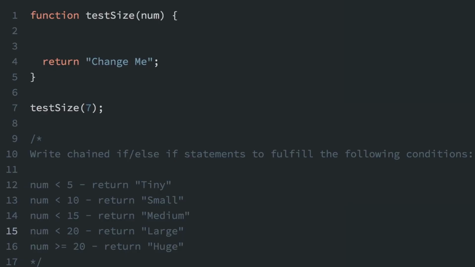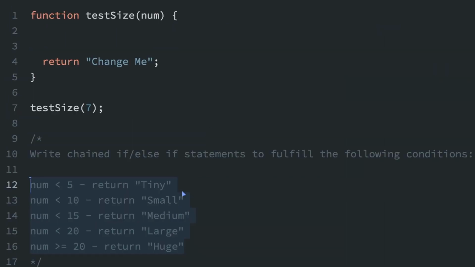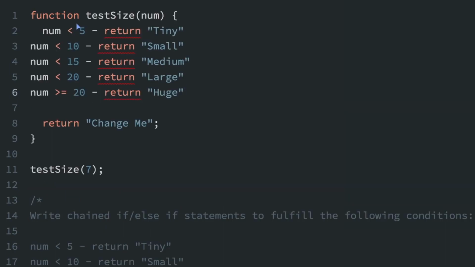You can also chain if and else if statements. So I'm going to complete the following challenge here. Write chained if slash else if statements to fulfill the following conditions. So we have these conditions where if the number is less than 5, we're going to return tiny. If it's less than 10, return small, and so on. So what I'm going to do is actually just copy this right here, because part of it's written exactly how we want it to be written. I'll just paste it here, and I'm going to just add the if and else statement.